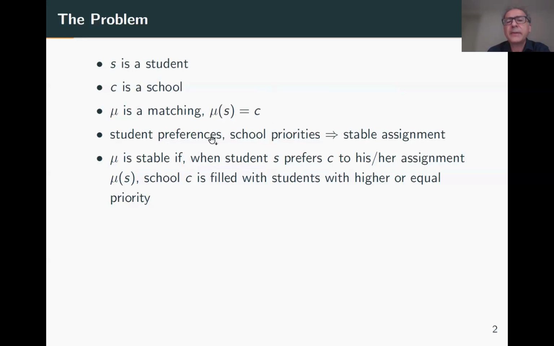Students are going to have preferences. Schools are going to have priorities. And we are going to look at the stable assignments. And we all know what a stable assignment is. A matching assignment is stable if, when student S prefers some school C to his or her assignment, mu S, then C should be filled with students with higher or equal priority. Right? This is what we are going to study.